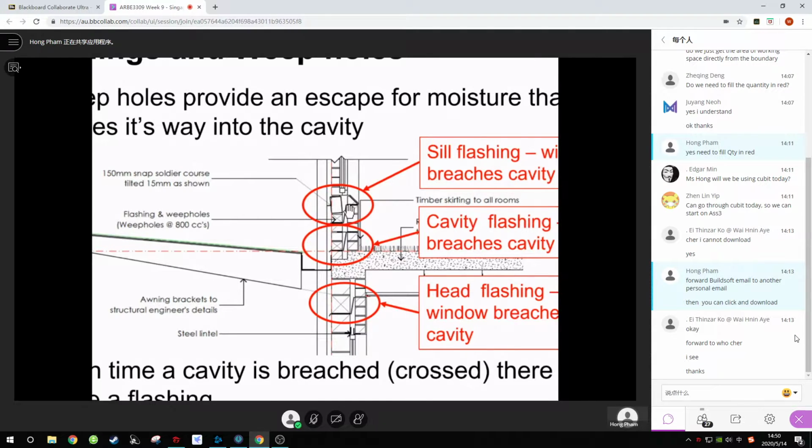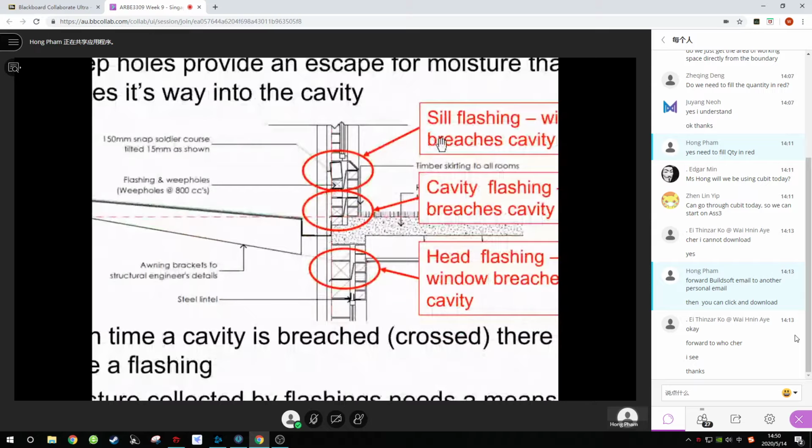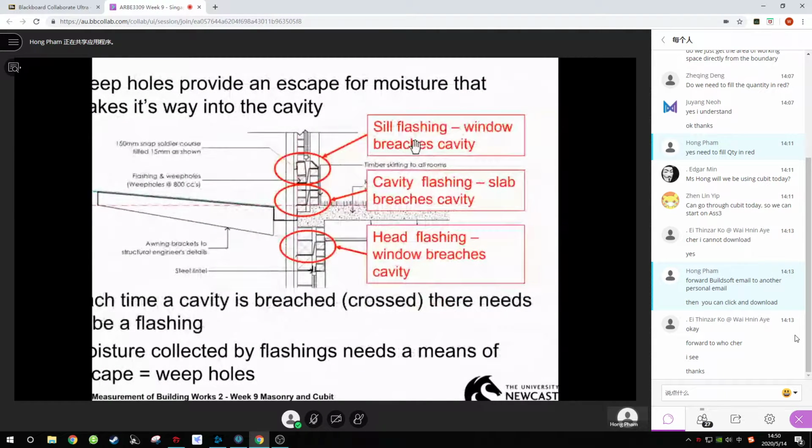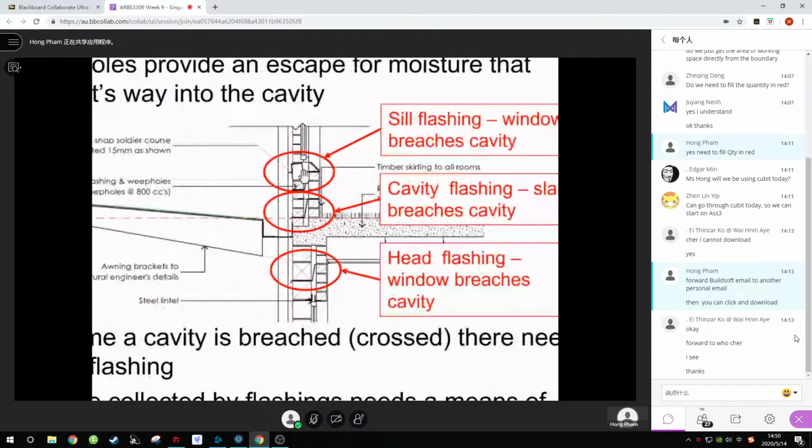And this is a Z shape, okay? It will lie down here inside the course, go down here, go out here to the weep hole. So if the water goes inside, it will slowly drip out to the weep hole. So for windows, this is called sill flashings. You see that? The window breaches a cavity. So when the window cuts the cavity, we get a sill flashing.